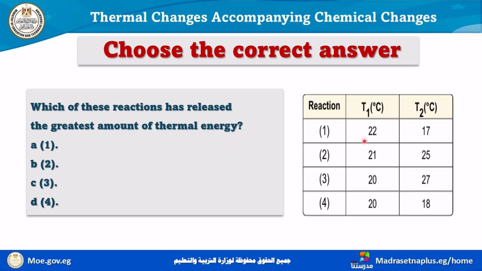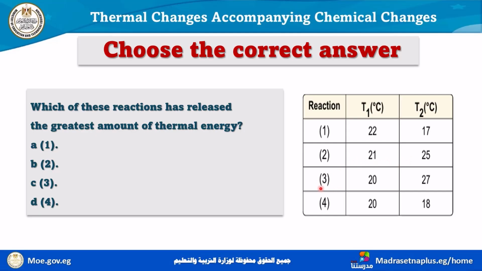So the first reaction, T1 is 22, T2 is 17. In this reaction, thermal energy is not released but absorbed, so this is a wrong one. The second reaction is an exothermic reaction because temperature T2 is higher than T1. So what is the difference between them? The difference is 4 degrees Celsius in reaction 2.